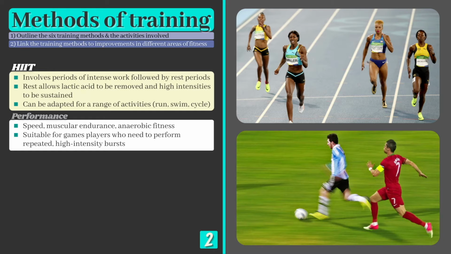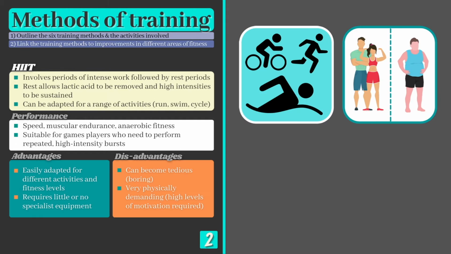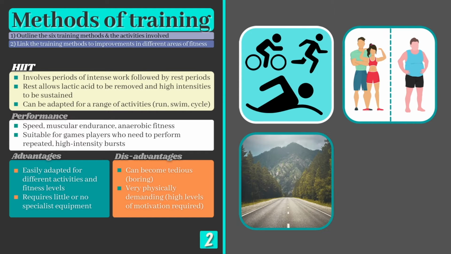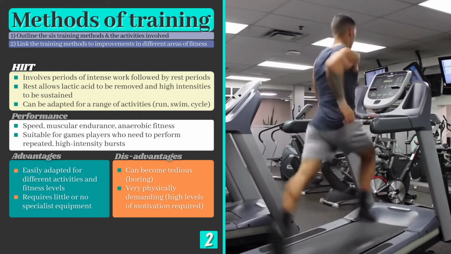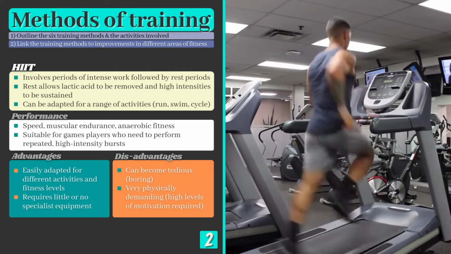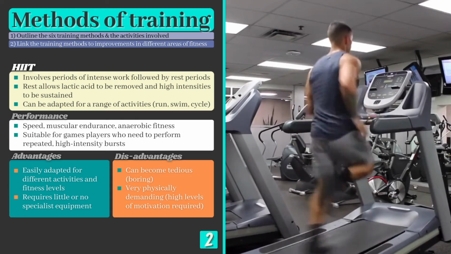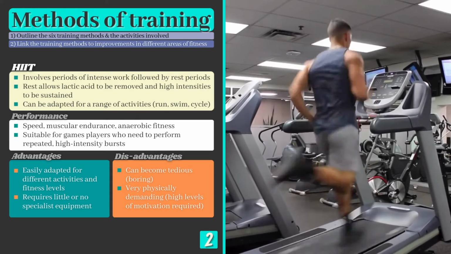HIIT is also extremely useful for games players, however, who need to be able to produce repeated, high-intensity bursts with little time to recover between each. Advantages: HIIT can easily be adapted for different activities and fitness levels, can be done almost anywhere, and requires little or no specialist equipment. Disadvantages: HIIT is extremely physically challenging and can also be quite boring or tedious. This means that those who intend to use HIIT over longer periods of time require high levels of motivation.